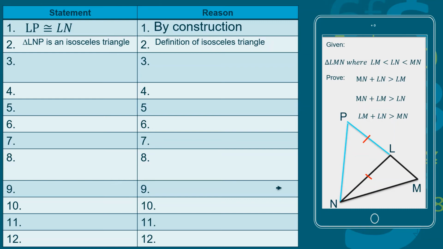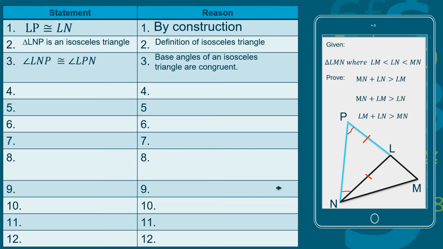Now, describe angle LNP and angle LPN. Okay, so where are those? Angle LNP, this one, and angle LPN, this one. So how do you describe this? Since LP and LN are congruent, angle LNP and LPN are the base angles, so we can say that angle LNP is congruent to angle LPN, and that is base angles of an isosceles triangle are congruent.